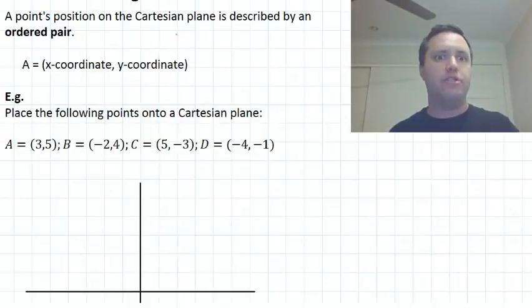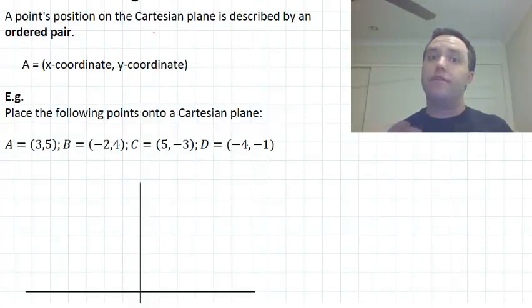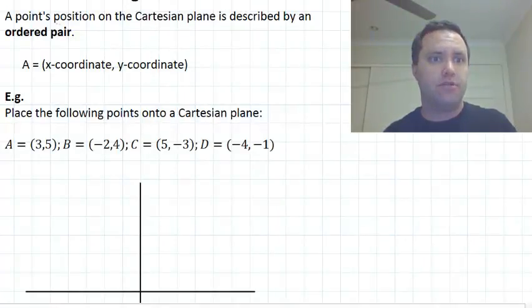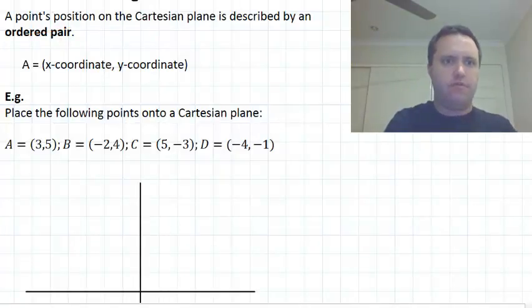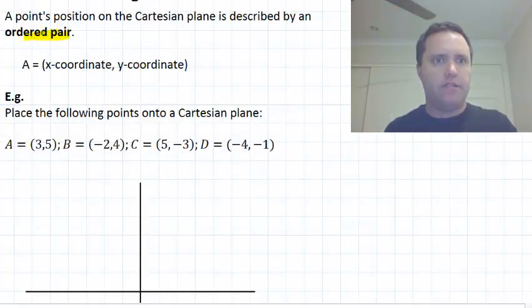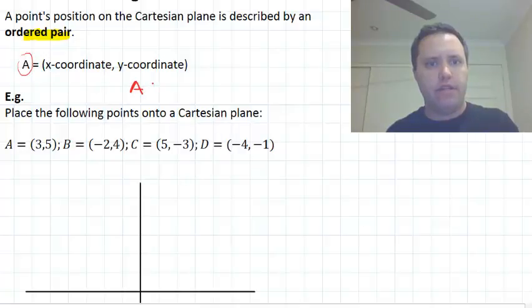Okay, so a point's position on the Cartesian plane is described by something called an ordered pair. So that's a special term there for you. Ordered pair. So for example, if we had some point A, it's given in its x coordinate, then its y coordinate. So the point A could be, in this instance, 7, 6.